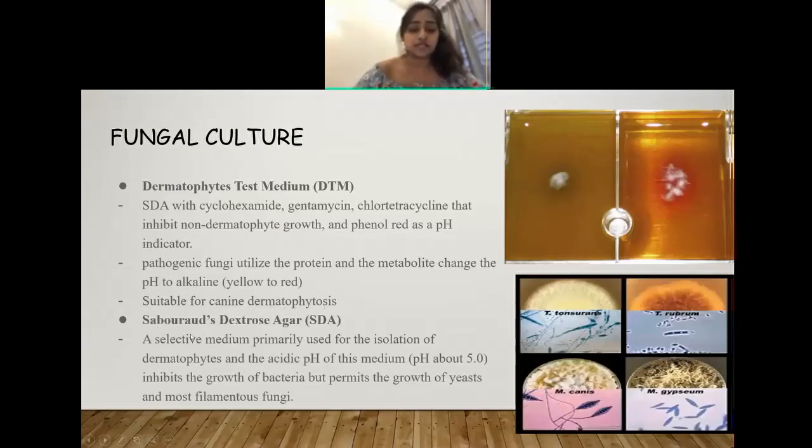Next is Sabouraud's dextrose agar. This is a selective medium used to isolate the dermatophytes, and the medium itself is acidic, which means it inhibits bacterial growth, but it permits the growth of yeast as well as filamentous fungi.